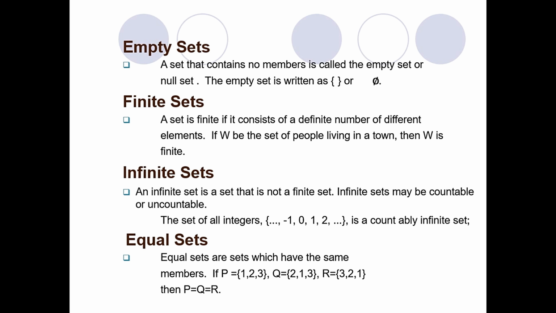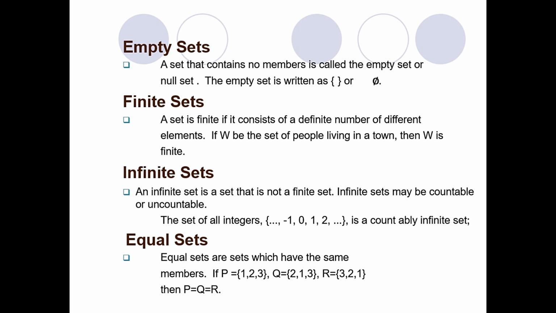Okay, now let's recap our discussion. We have the empty set as the null set, right? The finite sets are those sets with a definite or finite number of cardinality in a given set. So technically, finite sets are those sets that we can count all the members. Infinite sets are those sets that we cannot count the members. Okay, so they are infinite.